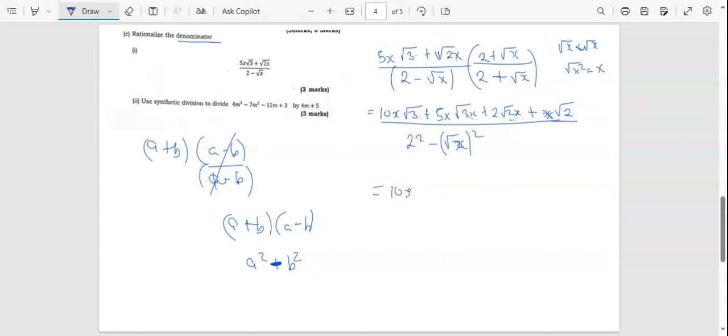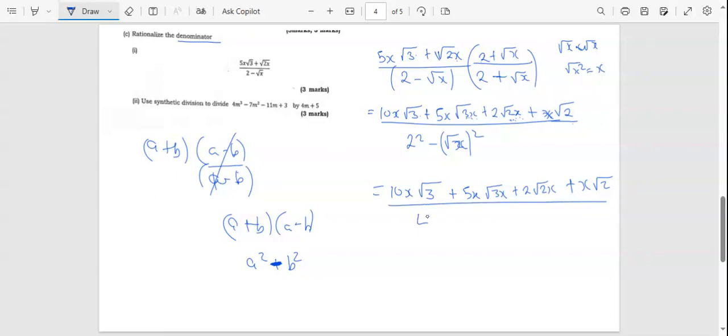10x root of 3, like that. Then plus, so these ones they are in the root. Since they are not the same in the root, what to do? Let me just do this 5x root of 3x, then plus 2 root 2x, like that, then plus x root 2, like that. Then here, let me just work with what is down there.